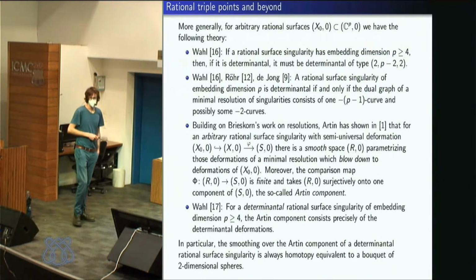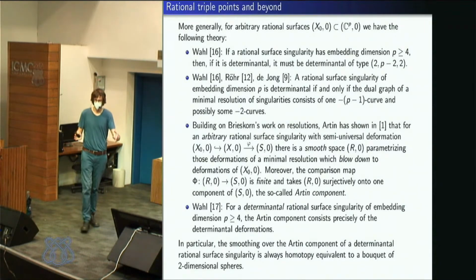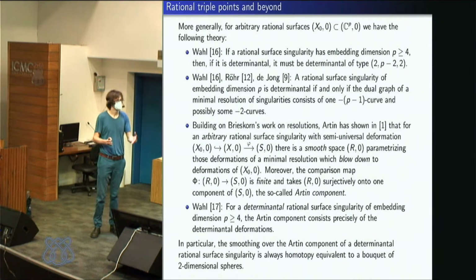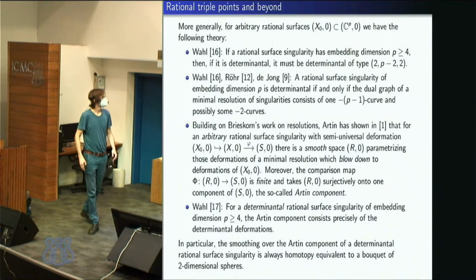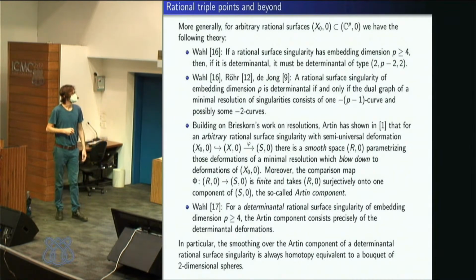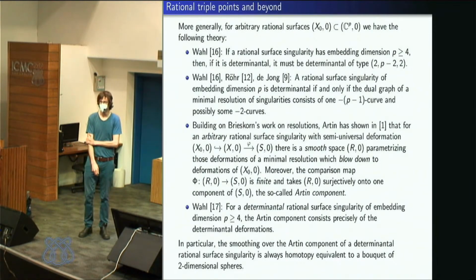And one consequence of this is that if you have a resolution in family for a rational surface, you only find the tree of P1s upstairs as an exceptional divisor. And then if the Milnor fiber is homeomorphic to that, then you see that in this case, you also have a bouquet of two-dimensional spheres as the Milnor fiber.